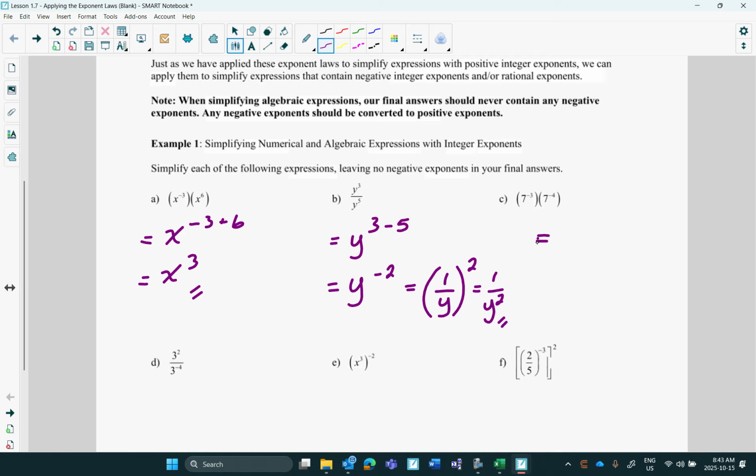We don't multiply the 7s because they're the bases. So the base stays the same. What do I do with the exponents? Add them. So what is -3 plus -4? -7. But I can't leave my answer with the negative exponent. So how do I write this using a positive? 1/7 to the positive 7. Or 1, because 1 to the 7th is 1, over 7 to the 7th.